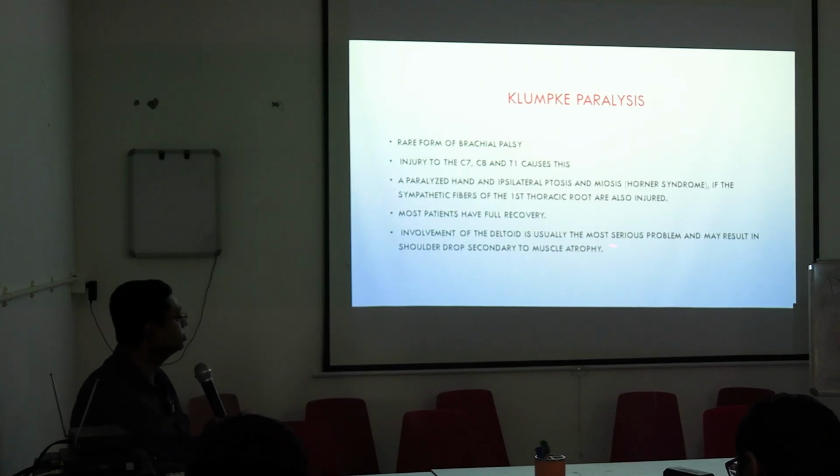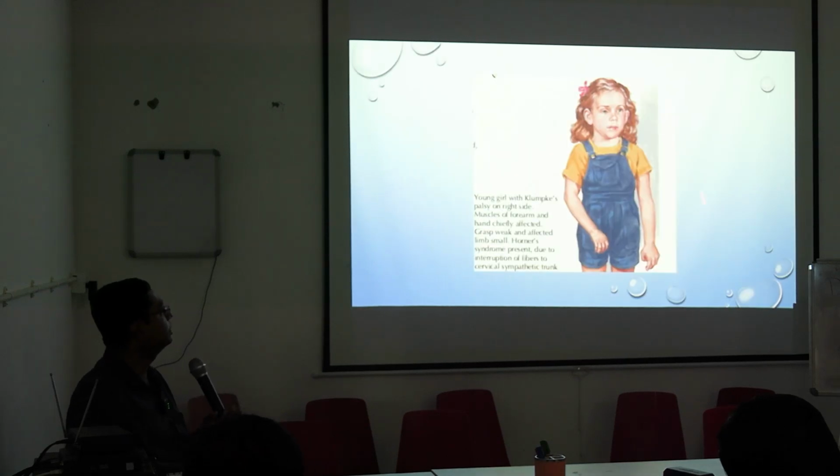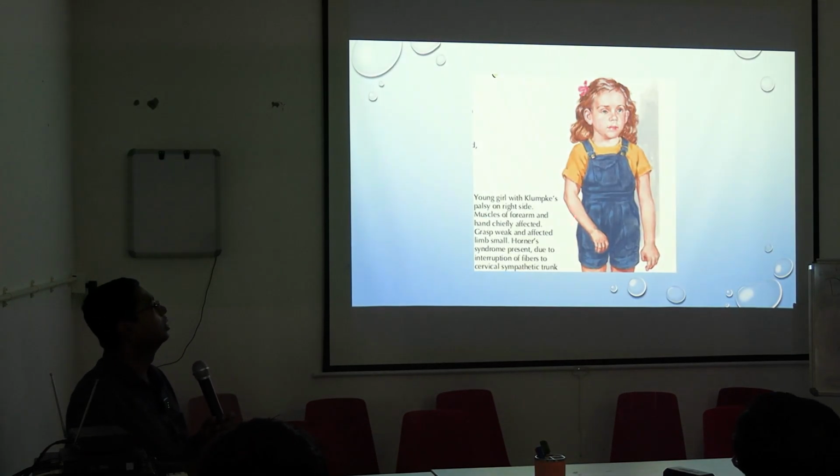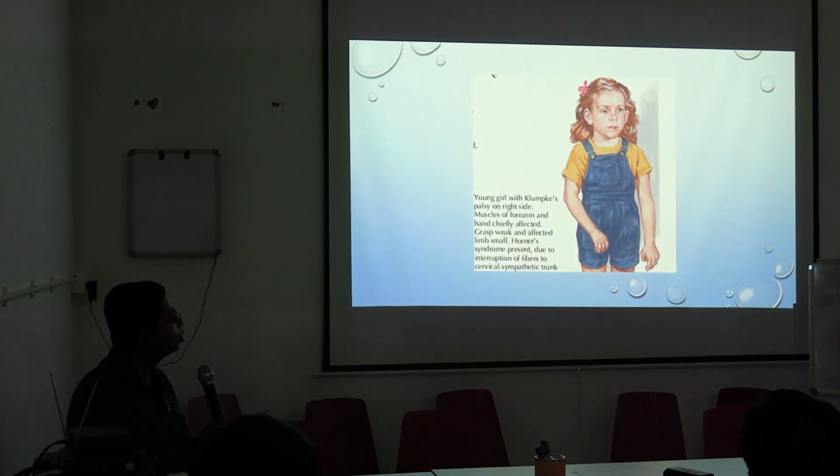Involvement of the deltoid is usually the most serious problem and may result in shoulder drop secondary to the muscle atrophy. So it is the picture of Klumpke's palsy. Klumpke's palsy in the right side of the brachial plexus. Look at that eye. The eye looks a bit smaller, doesn't it? So it is a feature of Klumpke's palsy.